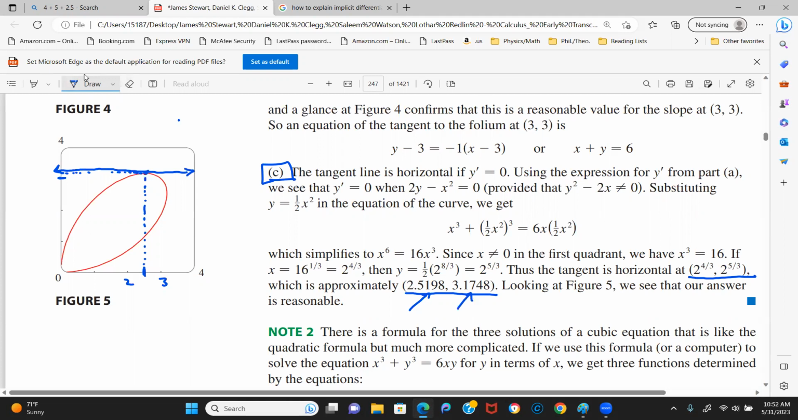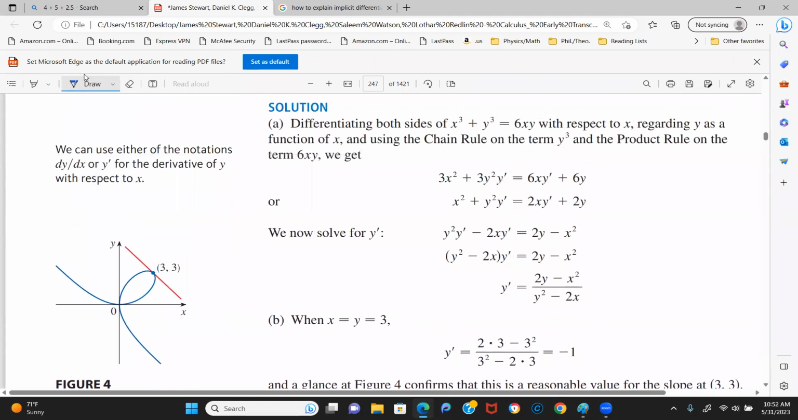So that's what we did in part C. Just to back up a little bit, part A, which I combined with B, we differentiated both sides of this equation with respect to x, and as I said, we regarded y as a function of x. It's not the most accurate thing to do. It's not really a function of x always. In this case, it doesn't even satisfy the vertical line test, with intersections at three different points. So y is not a function of x.